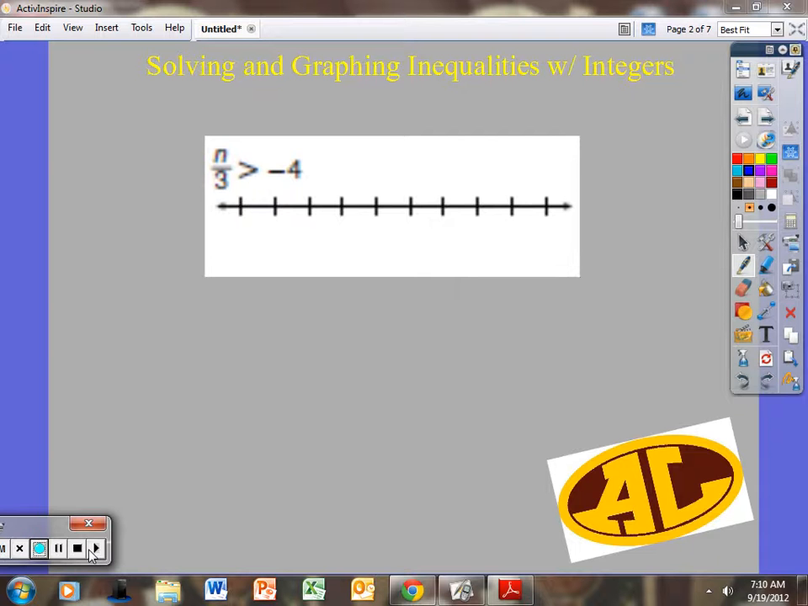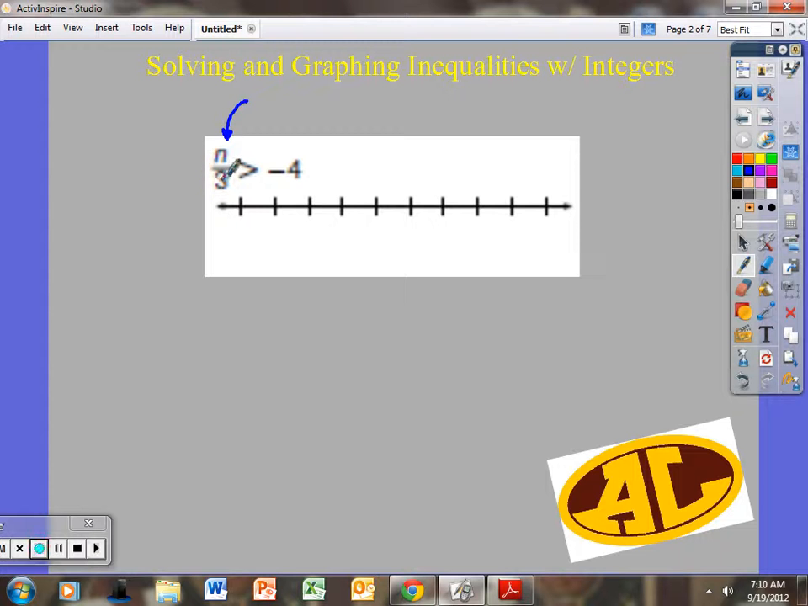So getting back to solving and graphing inequalities with integers, which is exciting stuff. We say n divided by 3 is greater than -4. Now, I see that the denominator 3 is something that's positive. So I am not going to flip the inequality symbol like I did last time, and we'll check it to make sure. So again, I don't want to figure out what 1/3 of n is. I want to figure out what 1 whole n is.